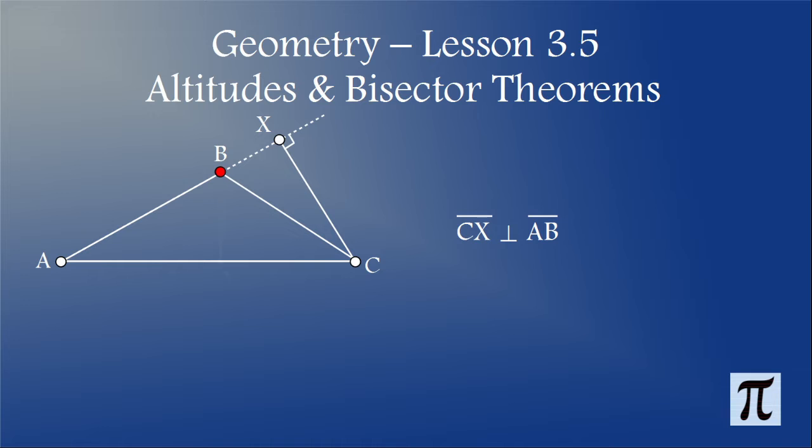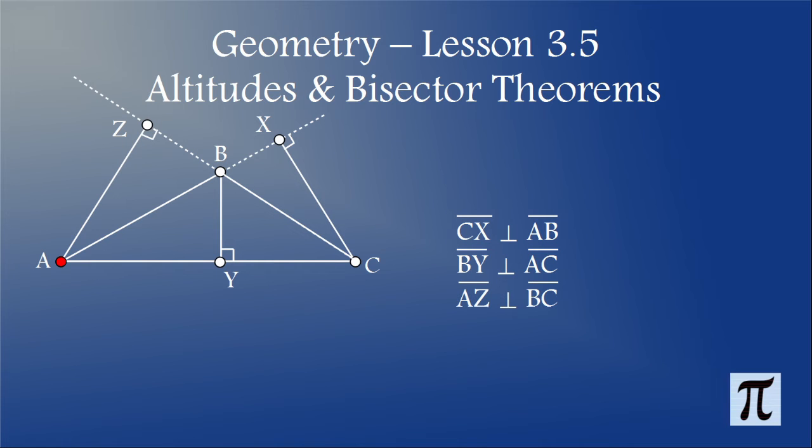Let's look at point B. This one's pretty straightforward. It's a drop straight down to segment AC at point Y, such that BY is perpendicular to AC. So here's the altitude from point B. Let's take a look at point A. This is another case where we need to extend BC to create the altitude so that we have a perpendicular line from A to BC. So here's point Z, drawn in such a way that AZ is perpendicular to BC. This is the altitude from point A.